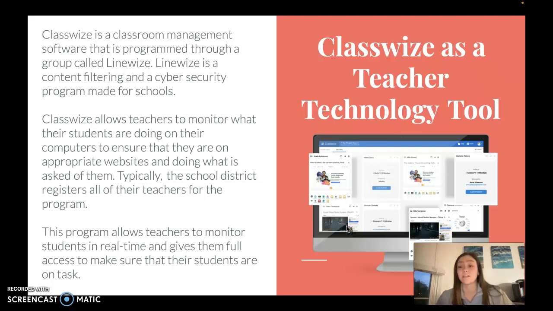And this also gives the teacher a way to essentially be in all places at once, because they can see all of their students' work and all of what their kids are doing on their computer all at one time, while still being able to answer any questions that may arise. So ClassWise is a great tool that teachers can use as a very quick formative assessment, because all they have to do is look at their computer screen, log in, and see what their kids are doing.